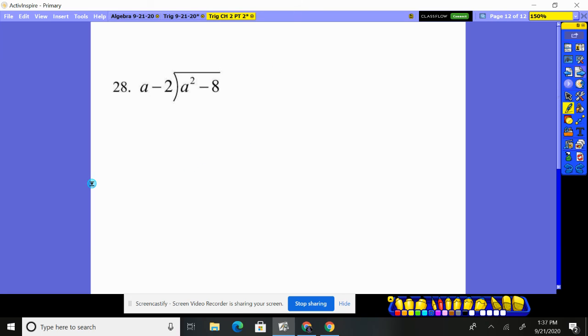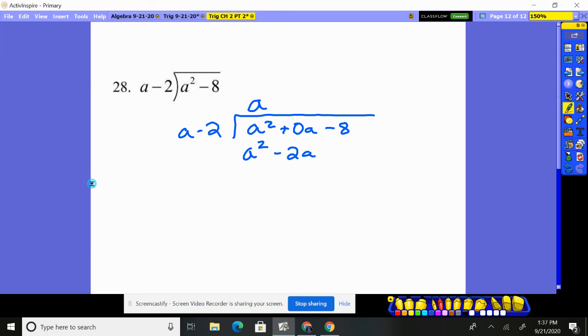Whoop, missing the a piece, aren't we? A minus 2 into an a squared plus 0a's minus 8. A into a squared, a times a squared, a times 2, minus 2a. Subtract the whole thing. A squared minus a squared goes away. 0a minus a negative changes to plus, so I get a 2a. Bring down the 8.